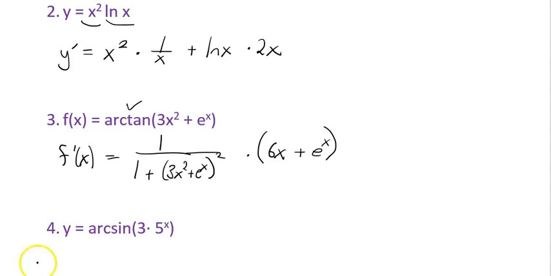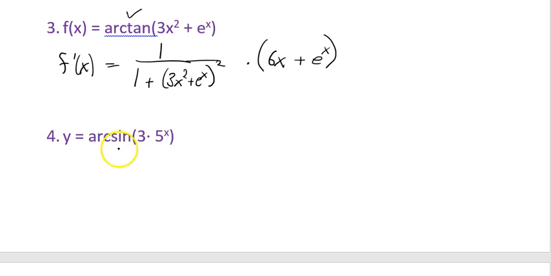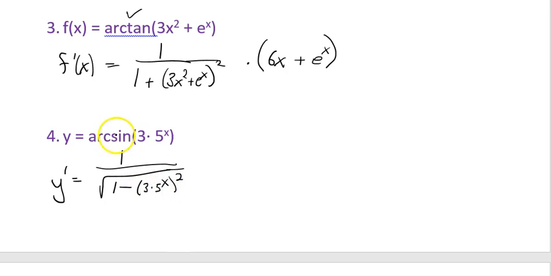Okay, for example 4, we're going to be using our arcsine rule, and then it will be chain ruled because this is not a plain x. So I'm going to use my arcsine rule first, 1 over the square root of 1 minus whatever my x is squared. And my x in this case is 3 times 5 to the x. That is taking care of my arcsine rule.